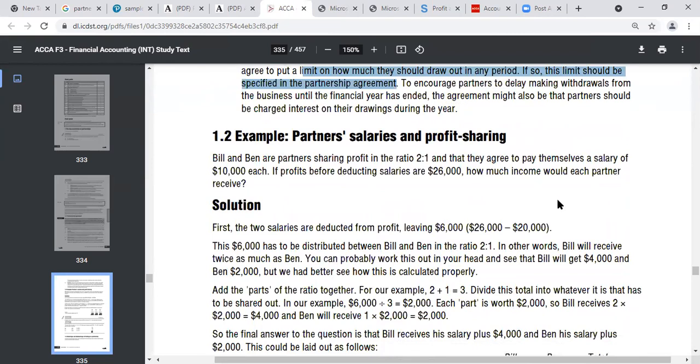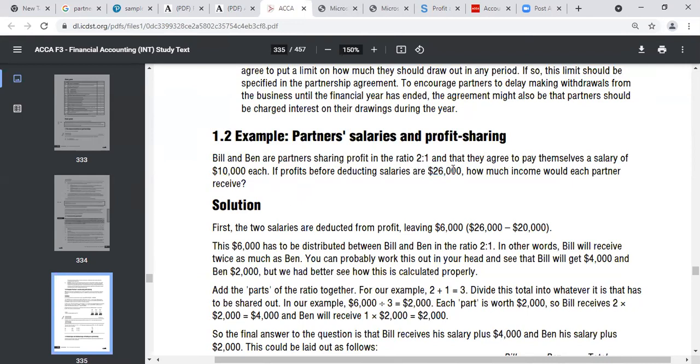So this is just a simplistic example which says Bill and Ben are partners sharing profits in the ratio of 2:1, and they agree to pay themselves a salary of 10,000 each. If profits before deducting salaries are 26,000, they're asking you how much income each partner would earn, okay? This is just a simplistic example, but we are going to look at something in more detail.